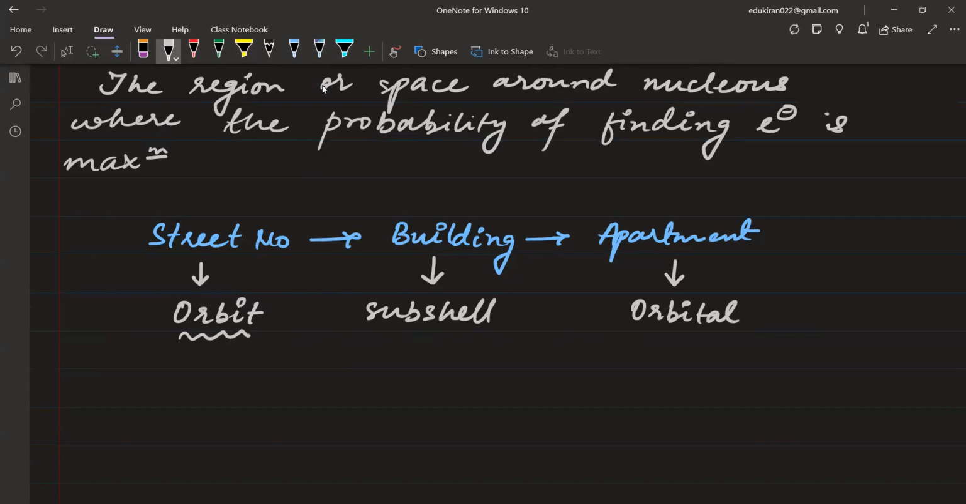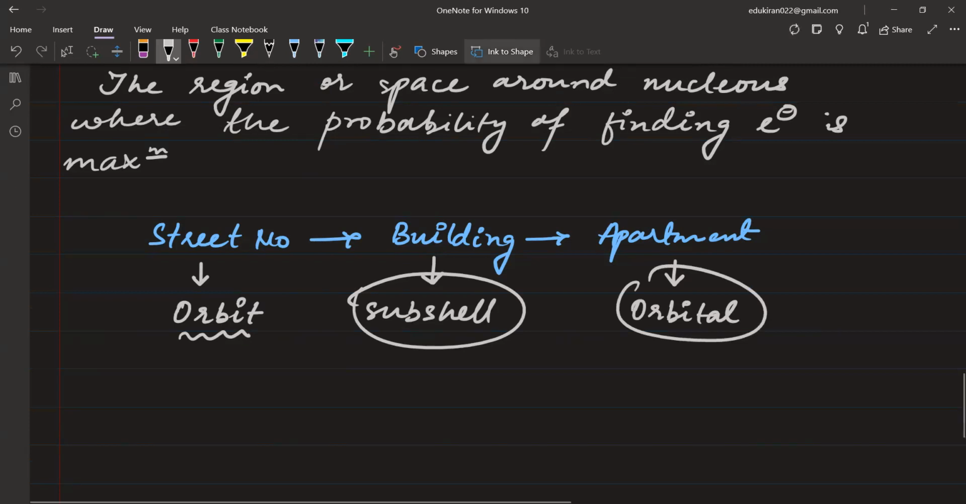So each orbit consists of some subshells. Each subshell contains some orbitals. Is this clear? Yes or no? Please tell me, all of you. Yes, sir. Okay. Easy. Okay. Now, once we understand the electronic world, we can now talk about the address.